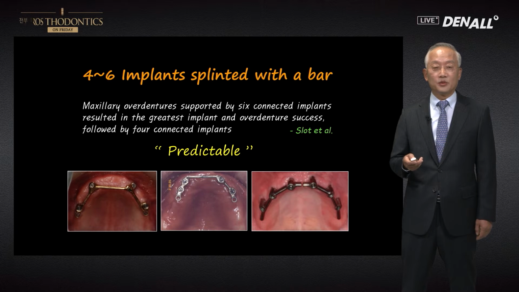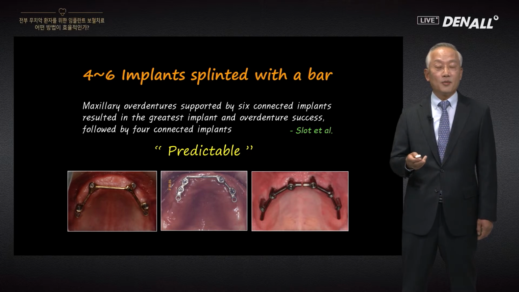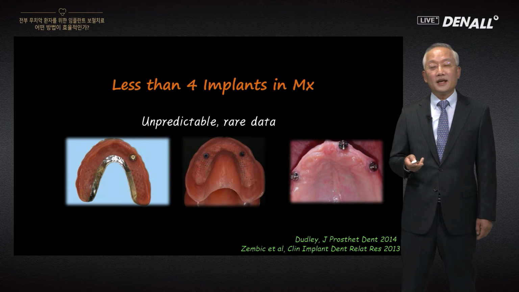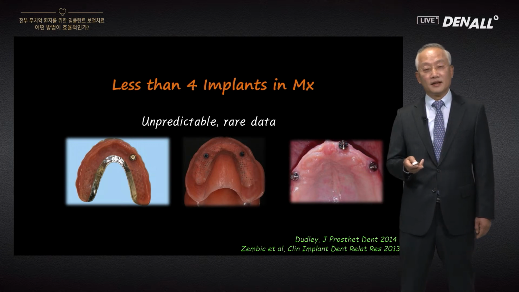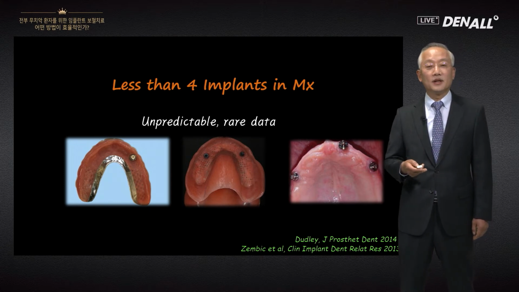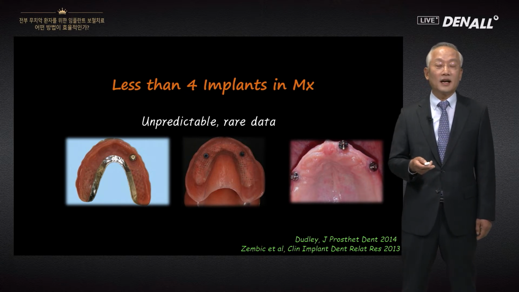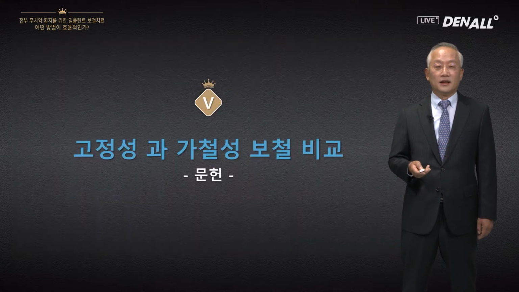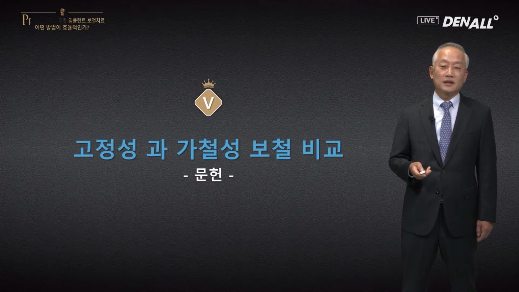In maxilla, splinted bar overdenture is frequently used. Using less than 4 implants comes with uncertainty. There are a lot of case introductions, but data is still lacking, and it does not have any evidence to prove that it is predictable. So in the upper, there is still a lot of work that lay ahead of us for us to have a clear understanding.